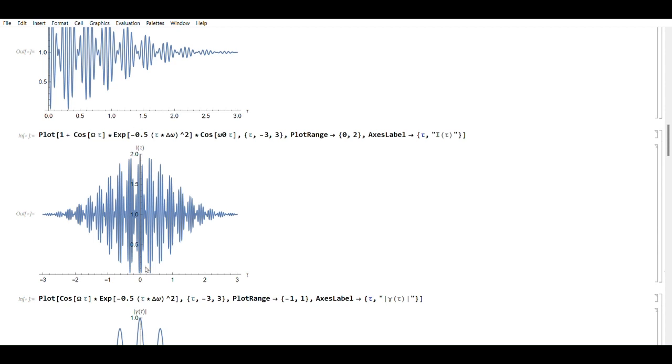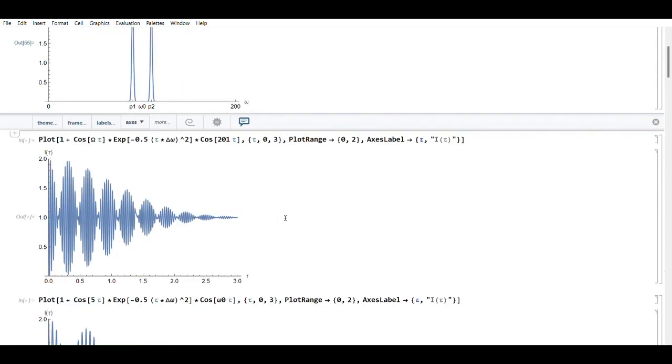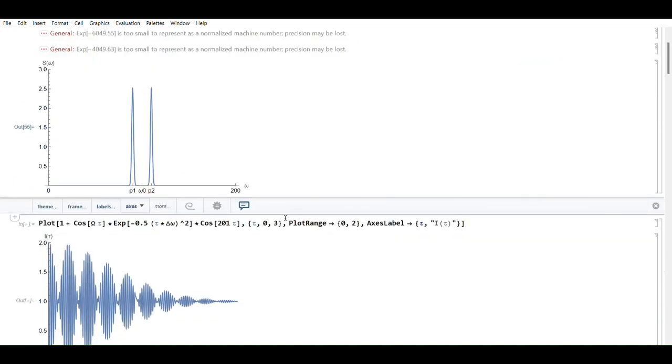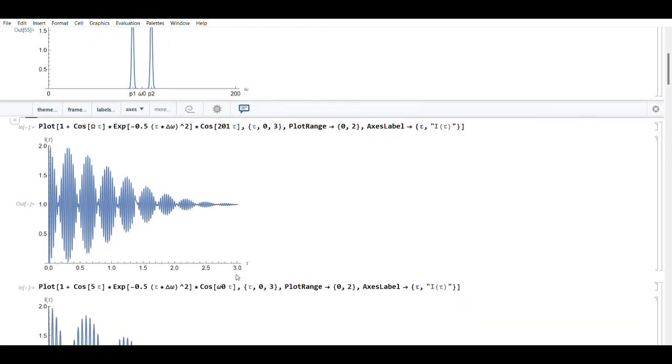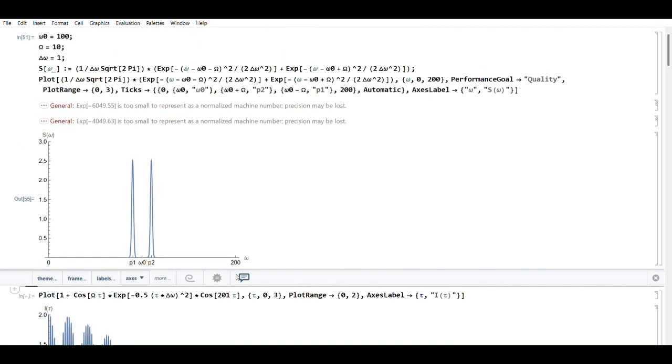And this plot is symmetric about the y-axis. For positive x and negative x, the values are the same. This is because it is a symmetric function. Cosine is an even function, exponential is an even function, and the product of even functions is even. And because of this 1 plus this term, the plot does not go below the x-axis, below 0, because cosine can go from +1 to -1, but then we are adding 1 to it, so it gets shifted by 1, and the fluctuations you see are about y equals 1.